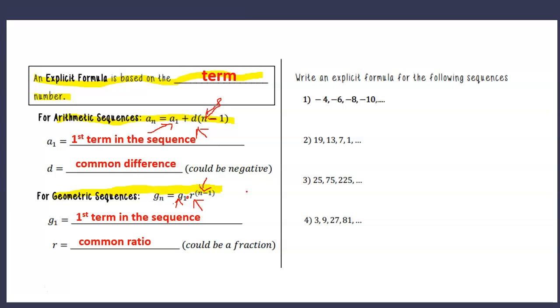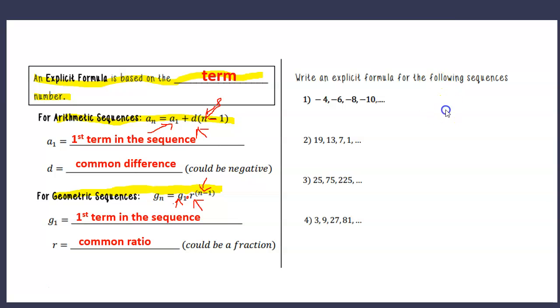All right, so write an explicit formula for the following sequences. In order to do this, we are going to have to look at a few things. First, we're going to look to see what type of sequence it is, and then once we know the type of sequence, we'll know which formula to apply.